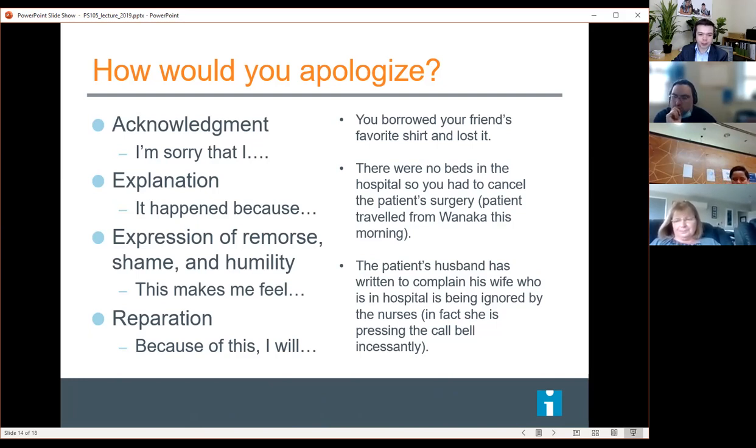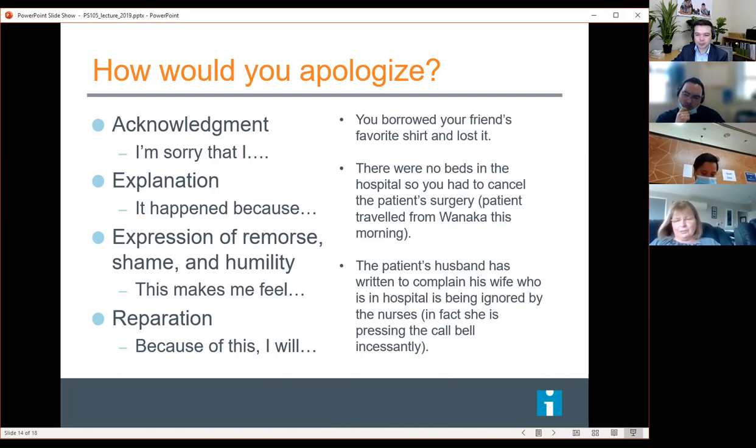Yeah, perfect. I think this one is also slightly difficult because it does seem like the patient is being unreasonable, maybe, because they're pressing that call bell all the time, whereas there is a certain etiquette about that. Yeah, and I think you've got to wonder if they're someone who's suffering from Alzheimer's, for example. So, that's what I'm saying. It raises more questions than it answers.